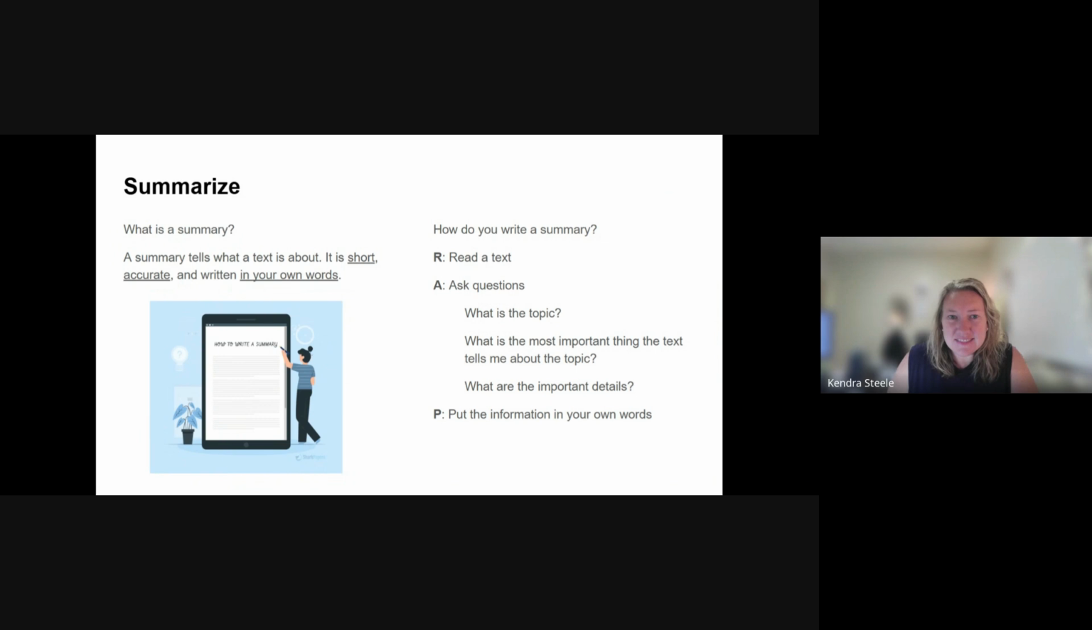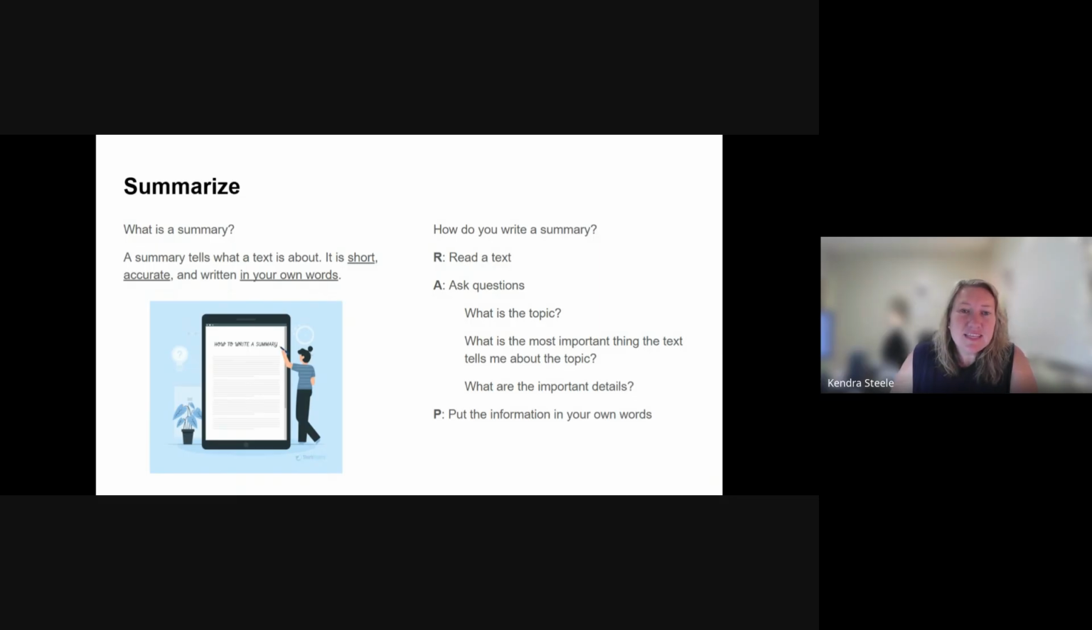How do you write a summary? First, you read a text. A text is anything that is writing, so a magazine article, a news article, part of a book. You read first. Then you ask questions about the text, what you just read. What is the topic? What is the most important thing the text tells me about the topic? And what are some of the important details?